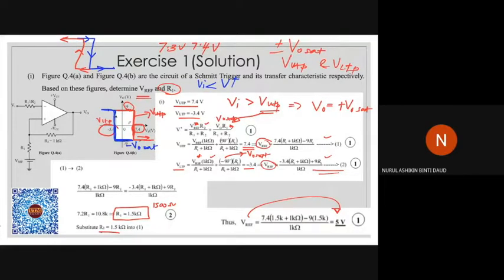So this hysteresis only exists for the Schmidt trigger, non-linear. We don't have hysteresis for linear op-amp. We only have hysteresis for Schmidt trigger, non-linear. All right, so done with these questions.